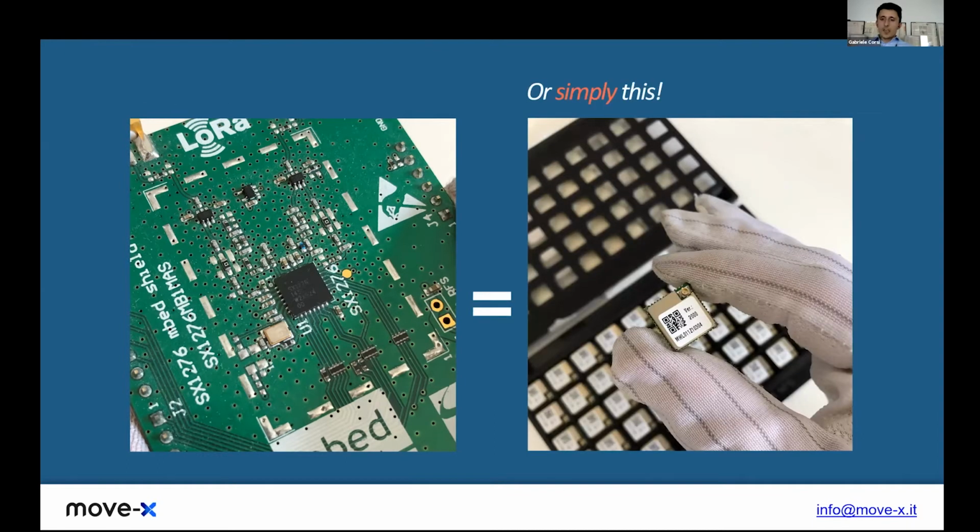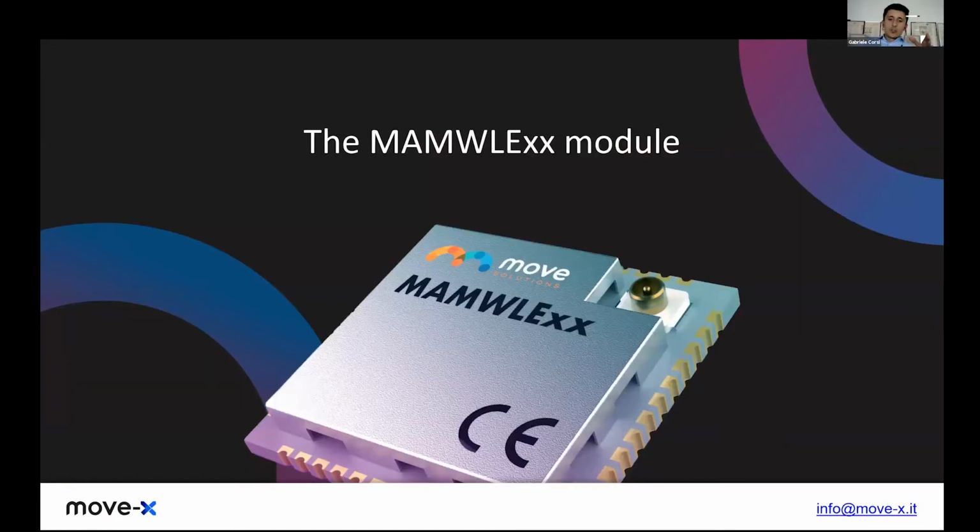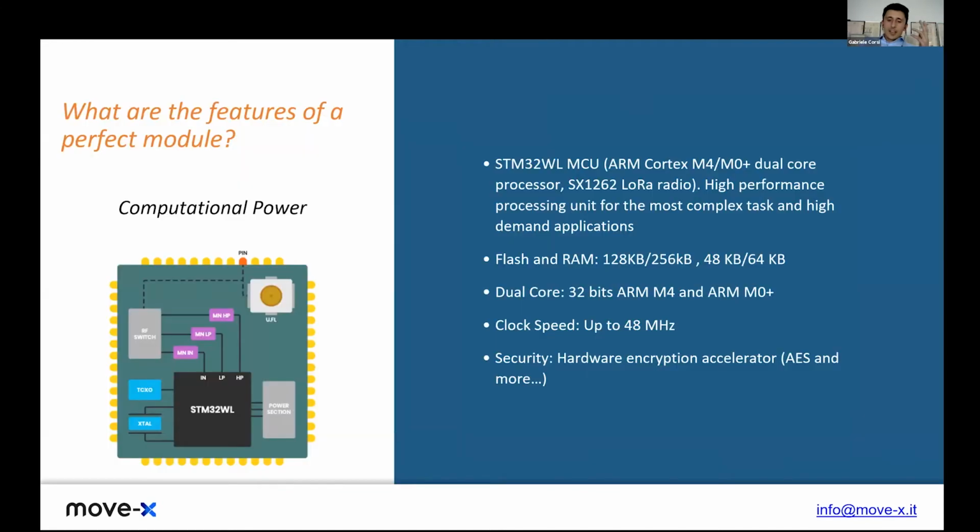Or you can go simply with this model. This model integrates everything in a very small footprint. You can see it in this picture. That is the model that you could use to ease all the implementation process, right? So let's see what the features are that make a model perfect in some way.